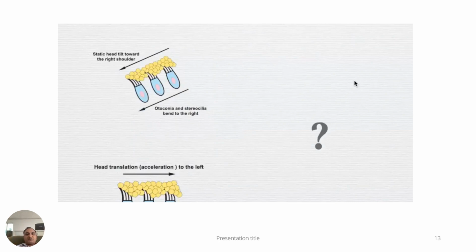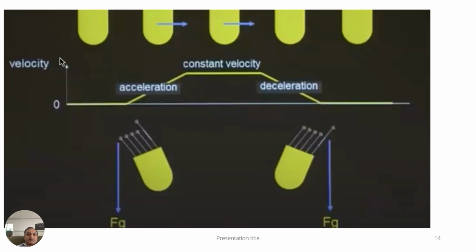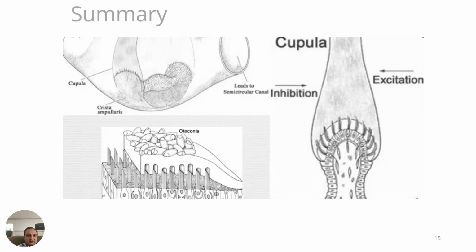That is why we need the input from the semicircular canals, because they are located at different angles. Any rotation of the head in an angle will cause either an inhibitory or excitatory response, and this causes the body to know at what angle it is rotating, or the angular acceleration is detected by the semicircular canals.